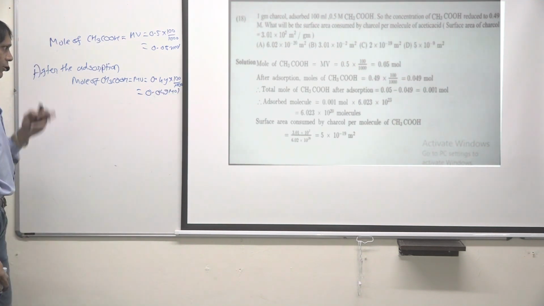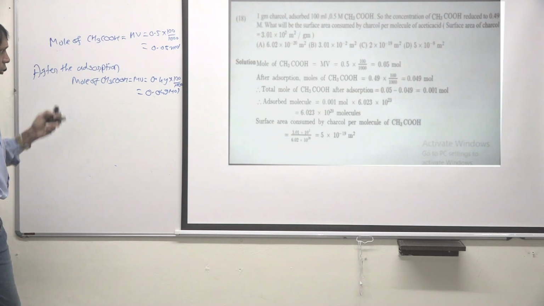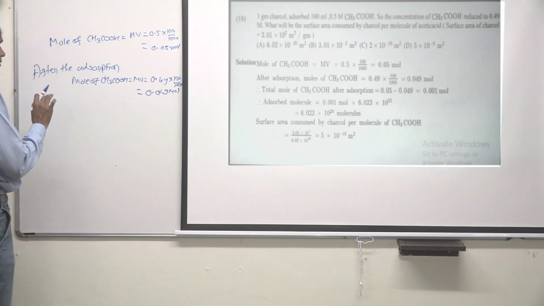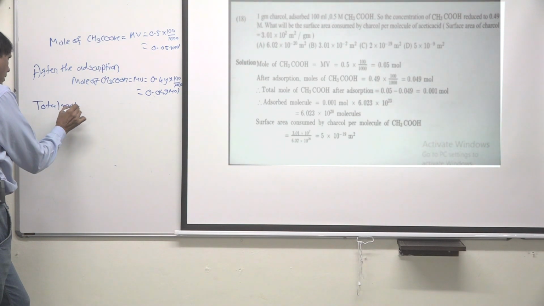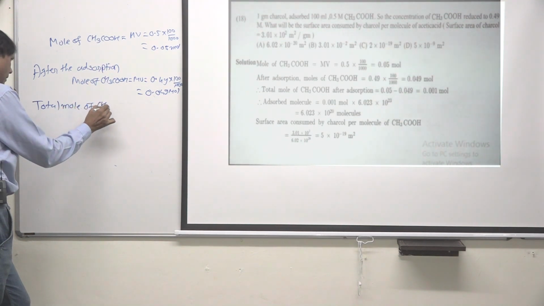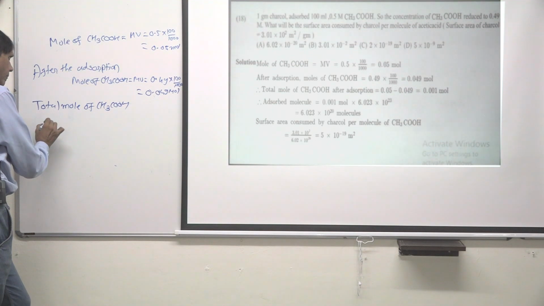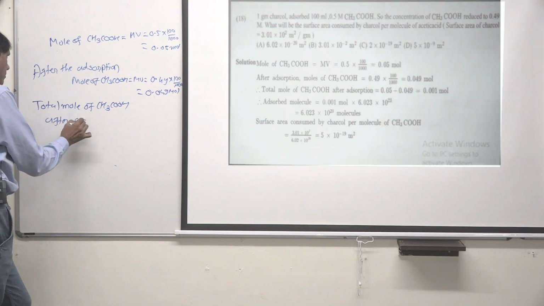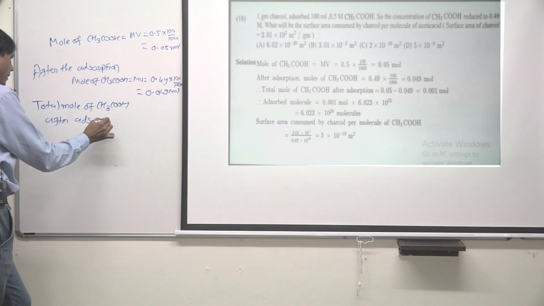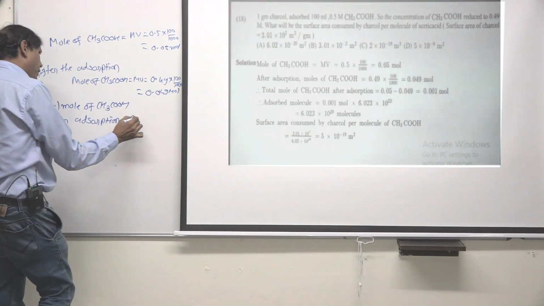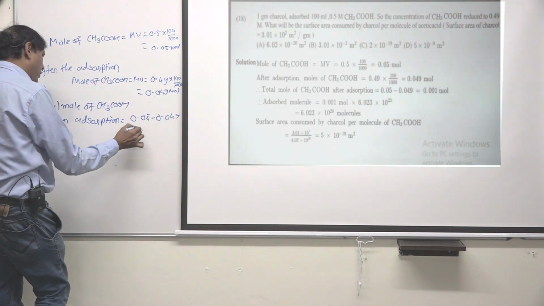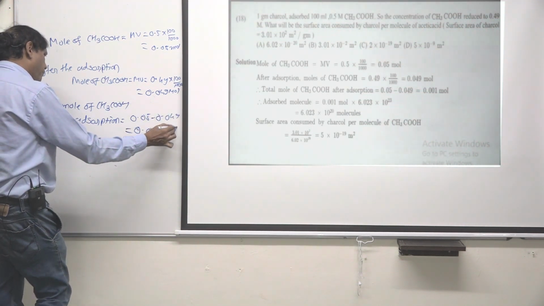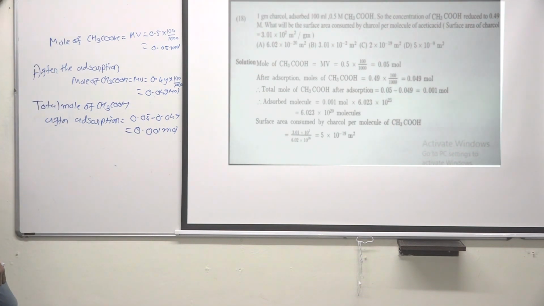So we are getting two values. One is 0.05, the other is 0.049 mole. So after the adsorption, the total moles of acetic acid adsorbed is equal to 0.05 minus 0.049, which is equal to 0.001 mole.